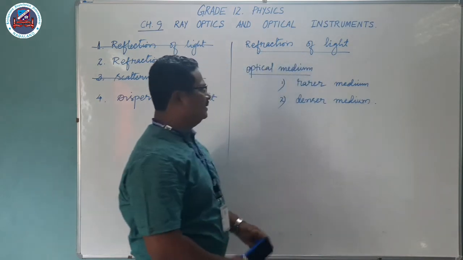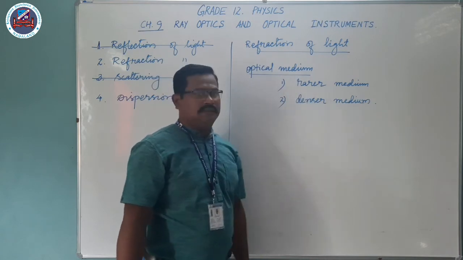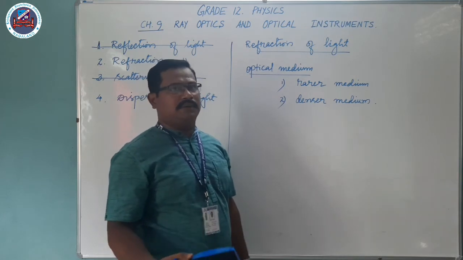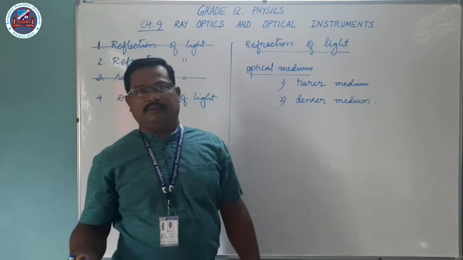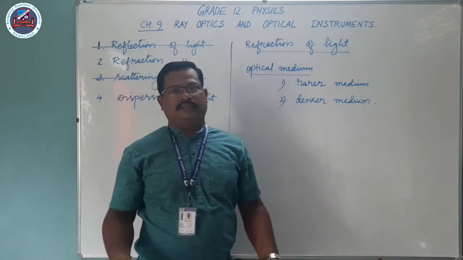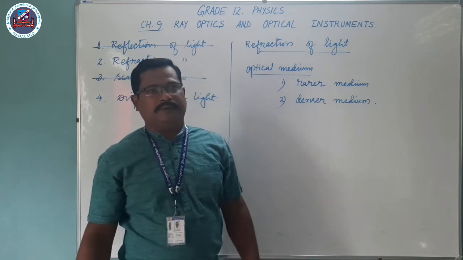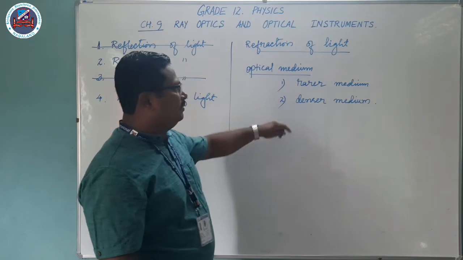Here denser and rarer does not mean which one is heavy and which one is light. We don't say this way, like in mechanics, density is mass per unit volume. If I say whose density is more, iron or paper, then generally you say iron is heavier than paper, or density of iron is more than paper. But in this case, the meaning is somewhat different.